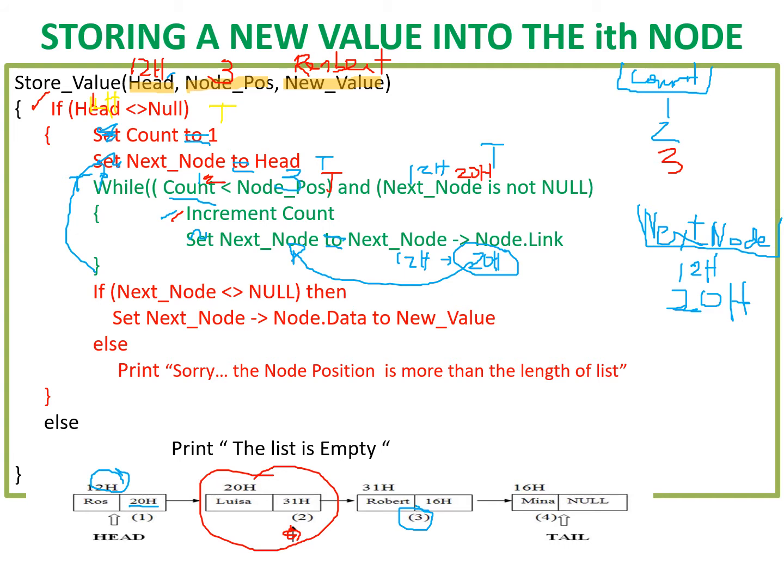Okay? So, this time, the value of our next node is 20h. Okay? So, 20h referencing to node.link. That means we are referring to 31h. So, 31h will be assigned to next node. So, 31h. Okay? Next.